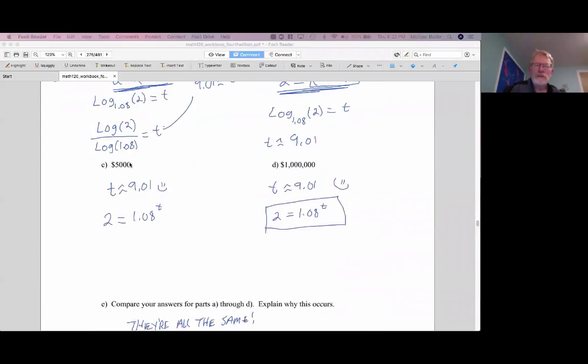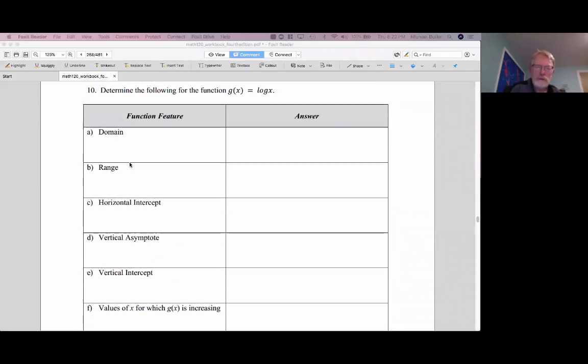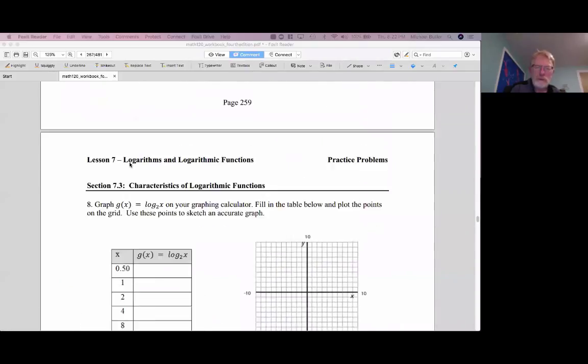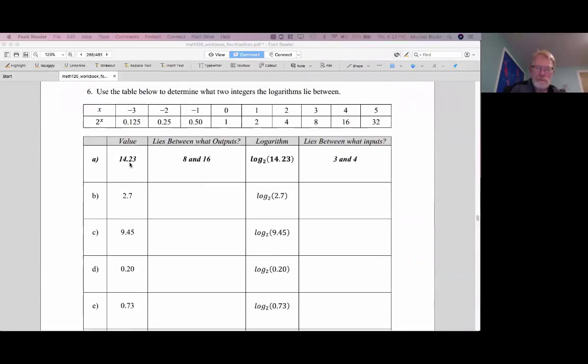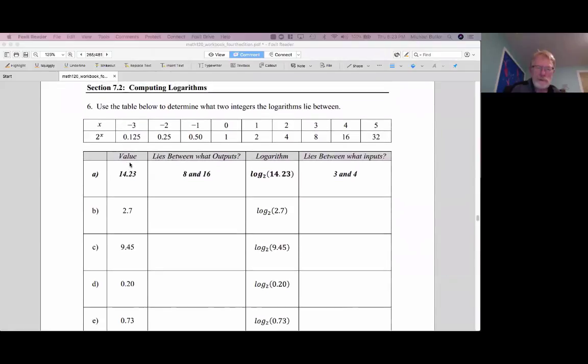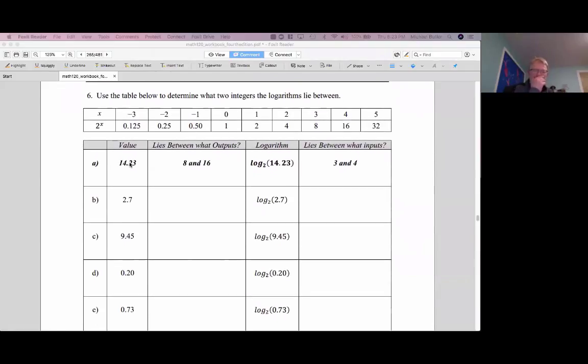Okay. Oh, okay. I got to back up. Problem 6 on page 258. Okay, let's do this one. This is problem 6 on page 258. It says, use the table below to determine what 2 integers the logarithm lies between. So what they're doing is they're asking you to try and get the idea of the inverse relationship between logarithm base 2 and 2 to the x, okay?